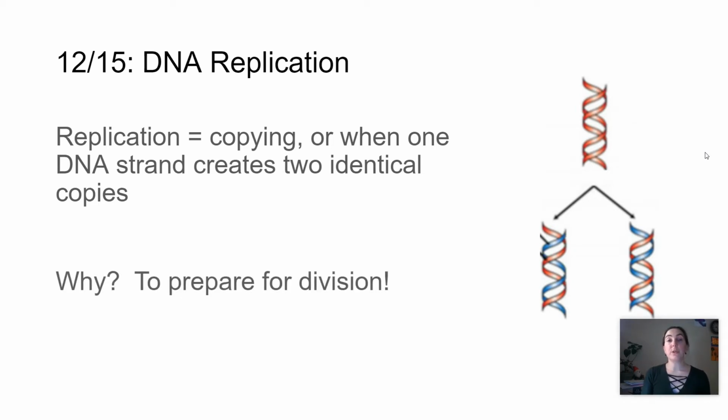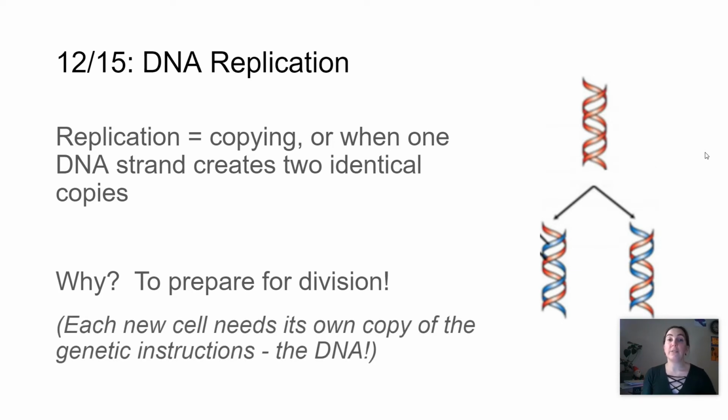This is really important when cells are getting ready to divide. As living things grow, their bodies need more cells, so those cells need to divide, and every single new cell needs a copy of the genetic instruction. So the DNA has to be copied before the cell is able to divide into two.